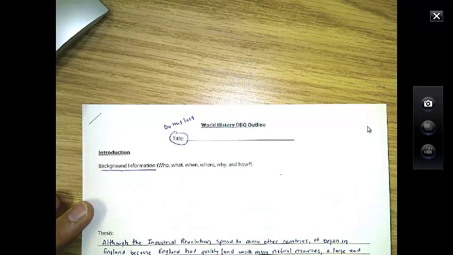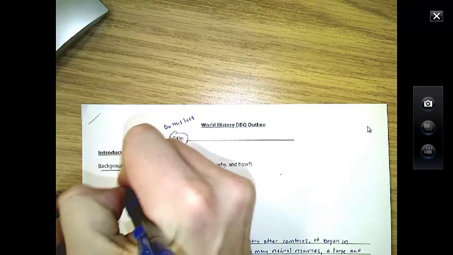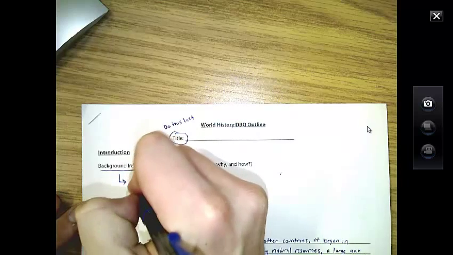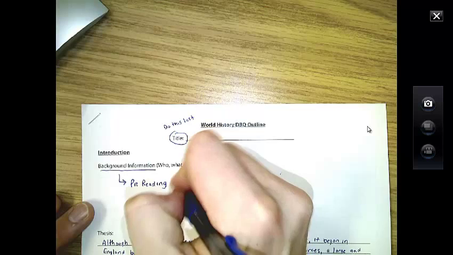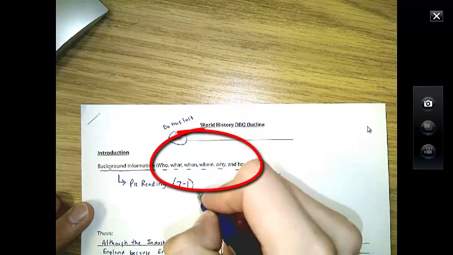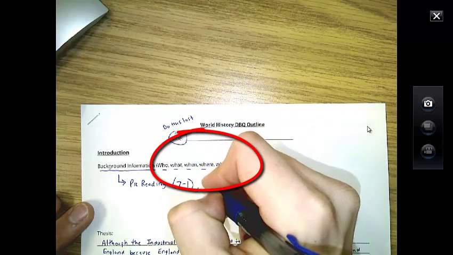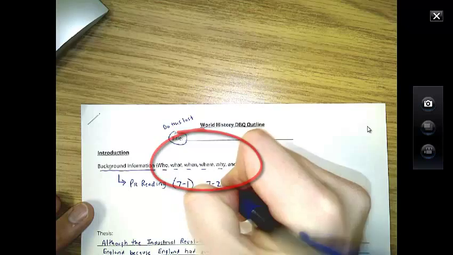Now, this background information should come from your pre-reading that we did in this class. If you look in your binder, that would be 7-1. This reading gives you all kinds of background information about the Industrial Revolution. It answers these questions: who, what, when, where, why, and how. We also have some notes that we took in class, 7-2. So these two things are going to give you a lot of information to help you do this.